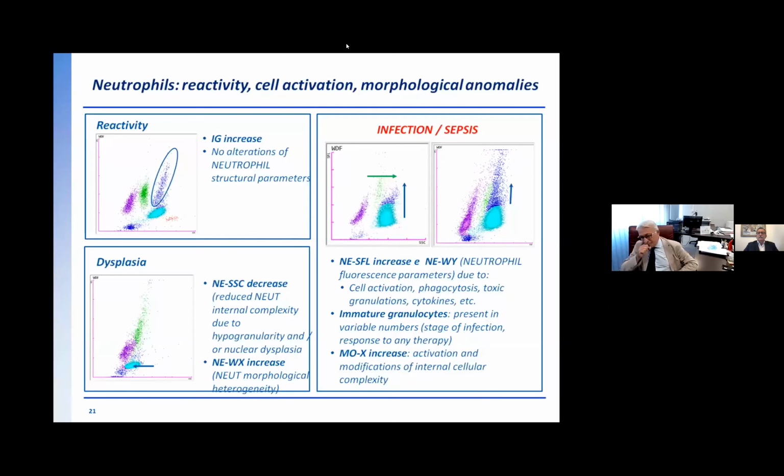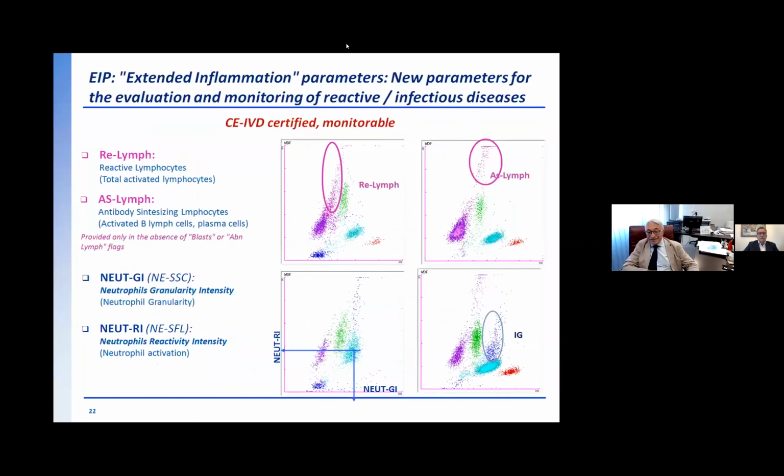of immature granulocytes, as I was saying before, as well as an increase of the complexity of monocytes, with the monocyte population moving towards the x-axis because there is an increased scatter of greater complexity. So you can see that these parameters have been certified and can be monitored: reactive lymphocytes, for the activation of lymphocytes, and then AS lymphocytes that will lead to the production of antibodies, the plasmacytoid transformation.